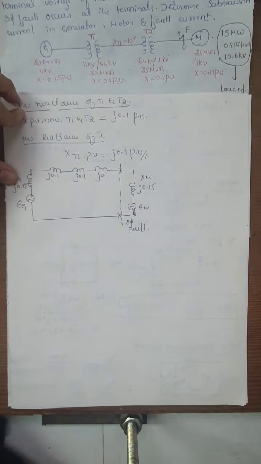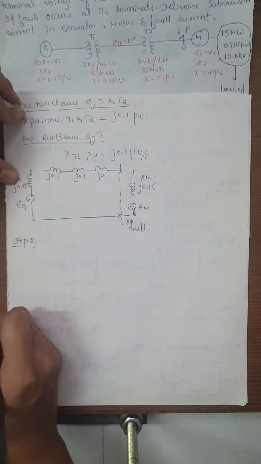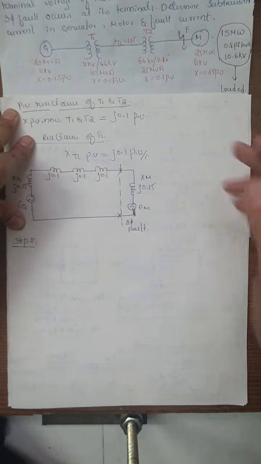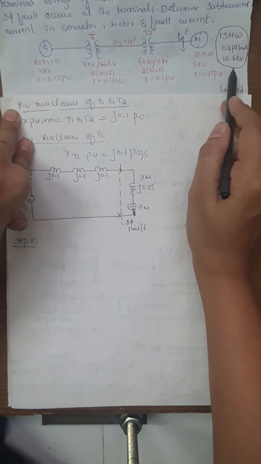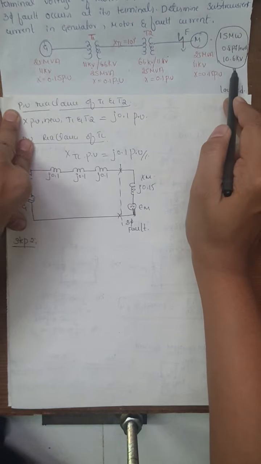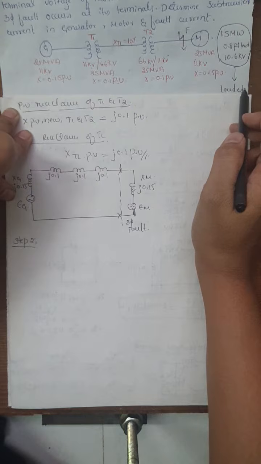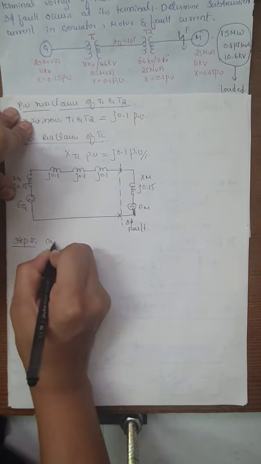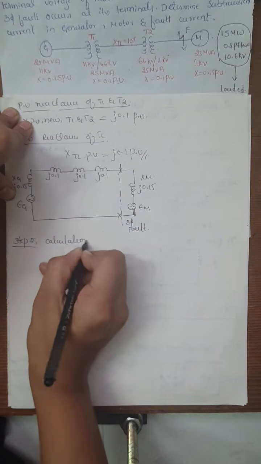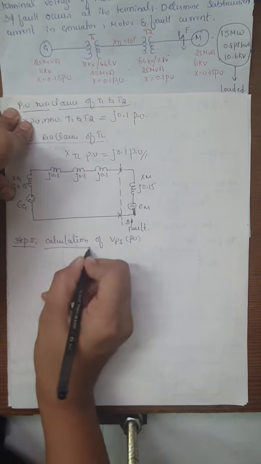Next we proceed with step 2, that is the calculation of the pre-fault voltage and also the load current calculation. From the given procedure you know that this system is loaded. So if the system is loaded with these three data, you need to calculate VPF first, that is the pre-fault voltage, and after that you can calculate the load current value. So next is the calculation of VPF, the pre-fault voltage in per unit.